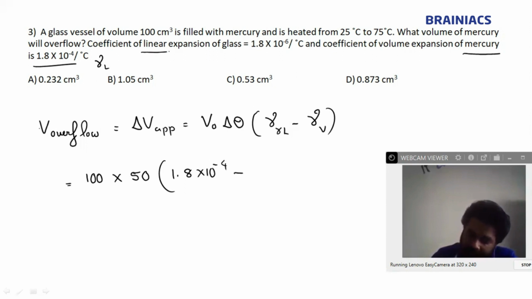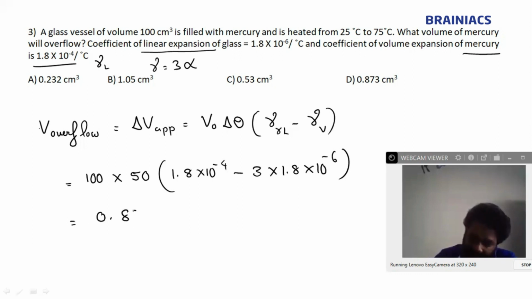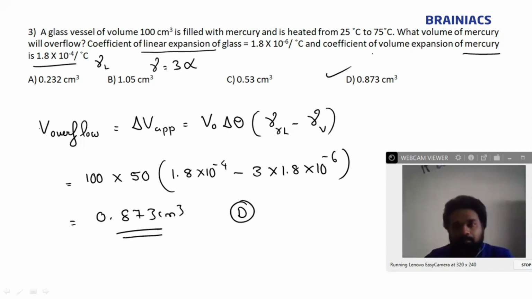Please be careful. They have given linear expansion, and linear expansion is alpha. So gamma is actually 3 alpha. So here we will have to multiply 3 into 1.8 into 10 raised to minus 6. If we simplify, we will get the answer as 0.873 centimeter cube. Option D is the correct answer.